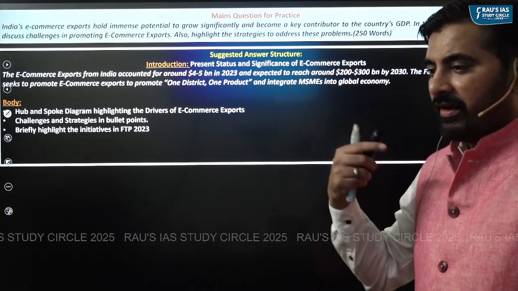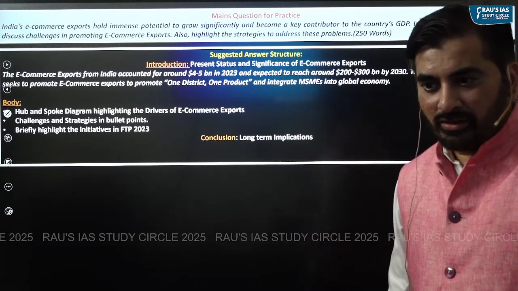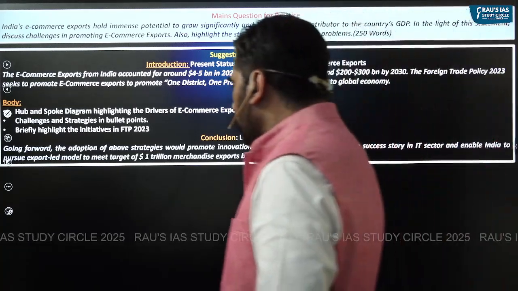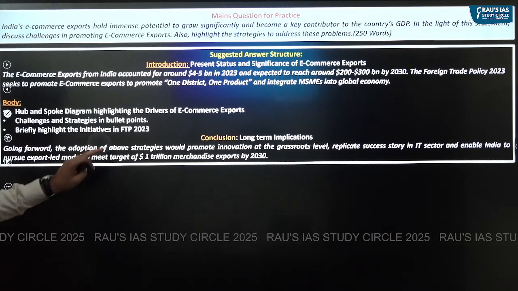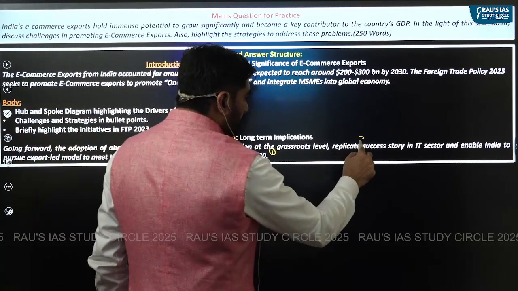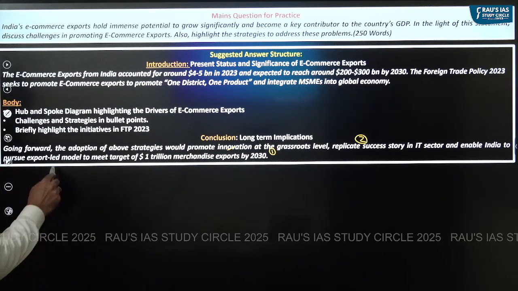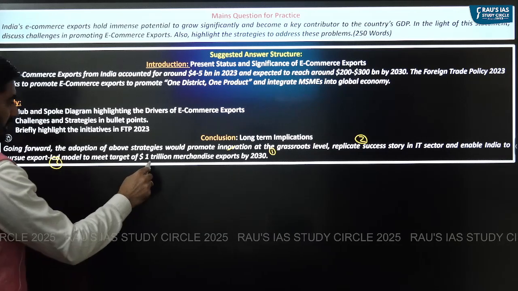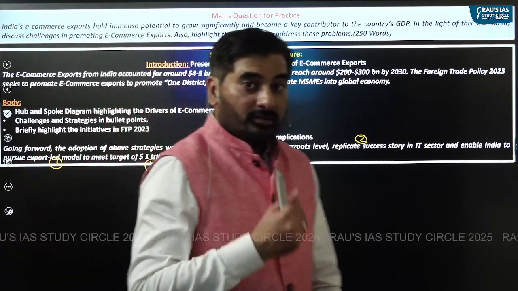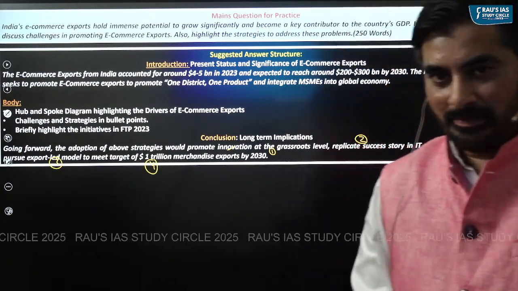And finally, as far as the conclusion is concerned, in the conclusion, you could highlight long-term implications of boosting e-commerce exports. What can be the long-term implications? You can say, going forward, the adoption of above strategies would promote innovation at grassroots level. Second, replicate success story of India's IT sector, and enable India to pursue export-led model to meet the target of $4 trillion merchandise exports by 2030. This is a kind of power-packed conclusion that you should be able to write in the mains.